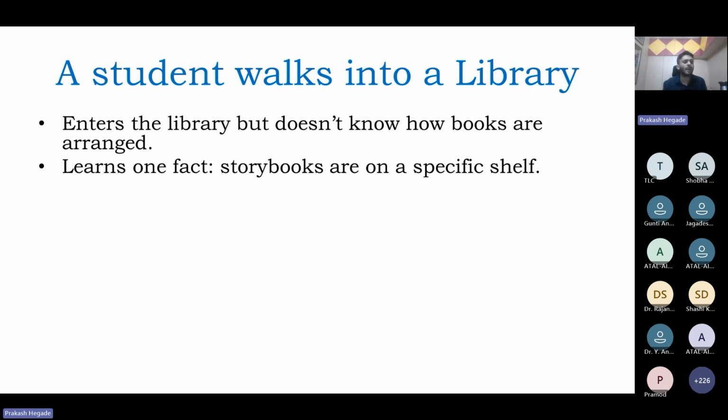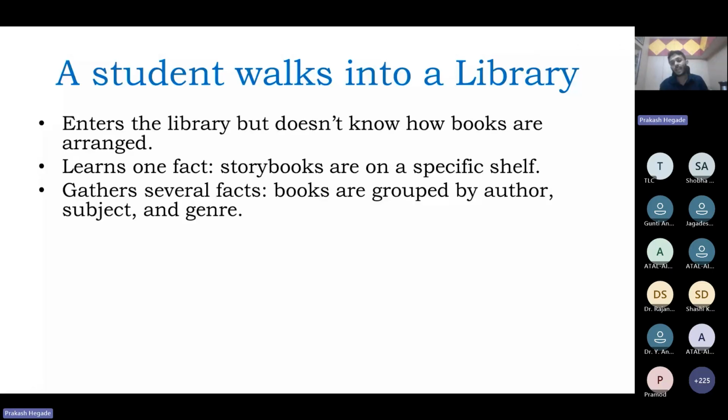Maybe there is some category by which the library arranges. Imagine I've walked into the library for the first time and I get to know that, okay, this is how the arrangement happens. Now I start gathering several facts. I say, hey, look, I think the books have been categorized based on author, subject, genre, or whatever you want to go around, but there is some sort of organization which we can see now. The difference between the second and the third one is that you're learning many facts now, not just one fact.